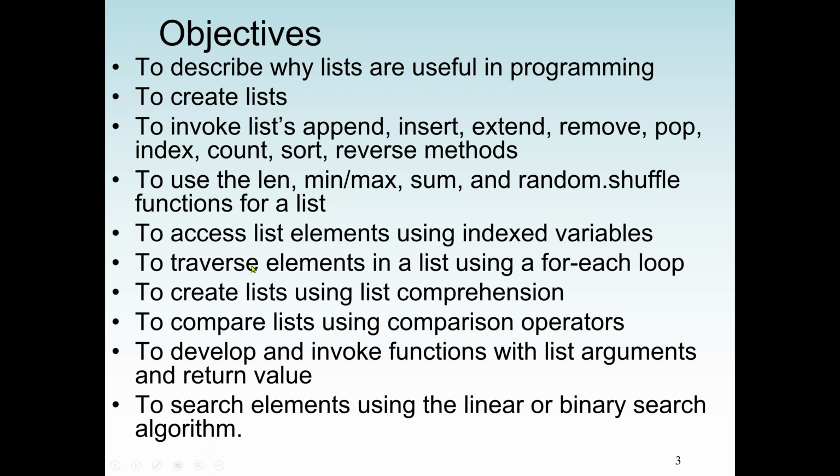Also, we're going to learn how to access list elements using index variables. The index variables tell us the positions of the items or elements. For example, if I have a list and the size is 100, the index will start from 0 to 99. The first item will be index 0. The last item will be index 99.